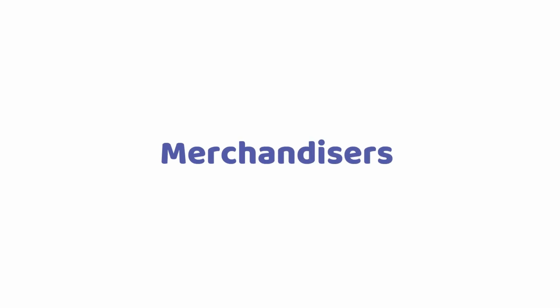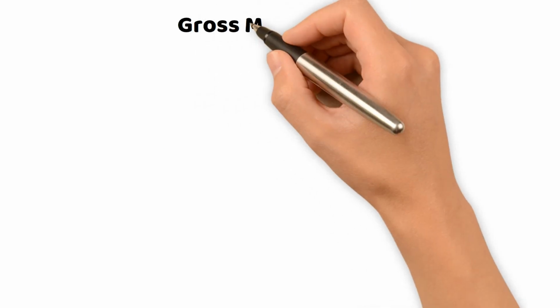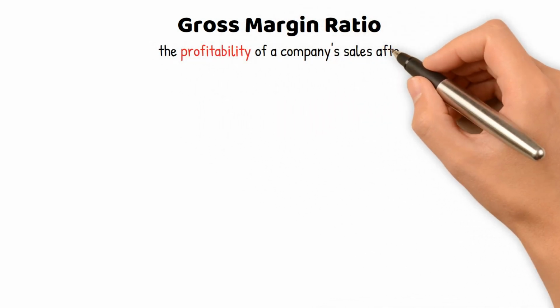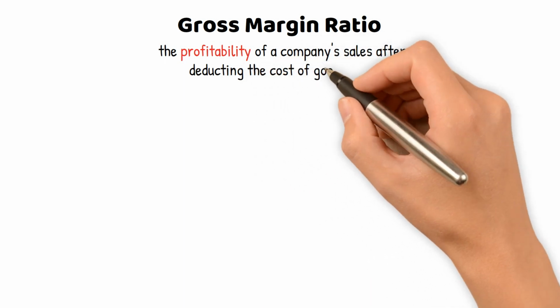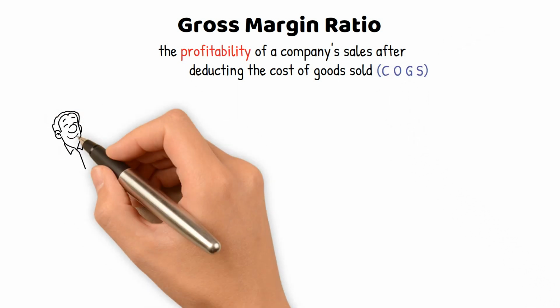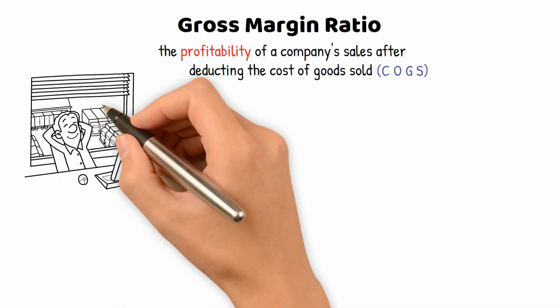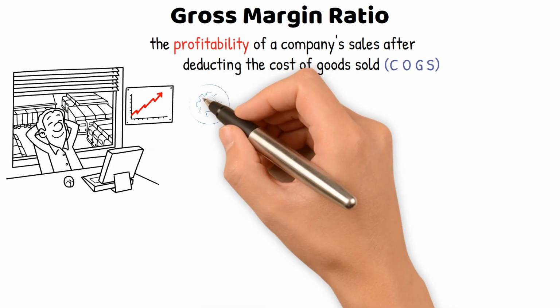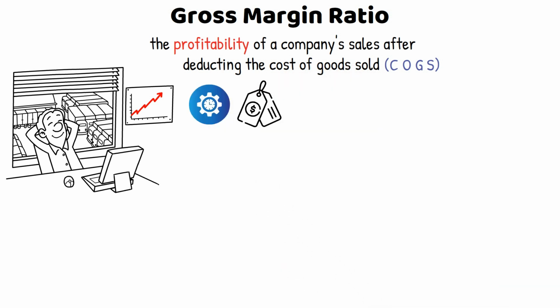Module 5, Merchandisers. Gross margin ratio. The gross margin ratio, also known as the gross profit margin, is a financial ratio that measures the profitability of a company's sales after deducting the cost of goods sold, or COGS. The ratio provides insight into how well a company manages its production and sales costs and is often used to evaluate its operating efficiency and pricing strategy.